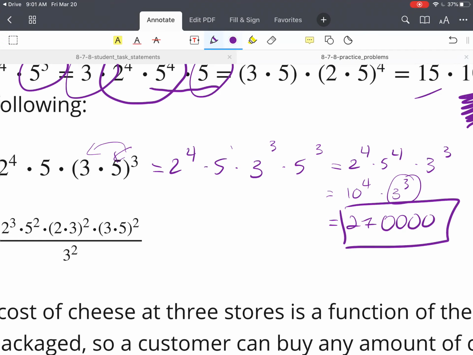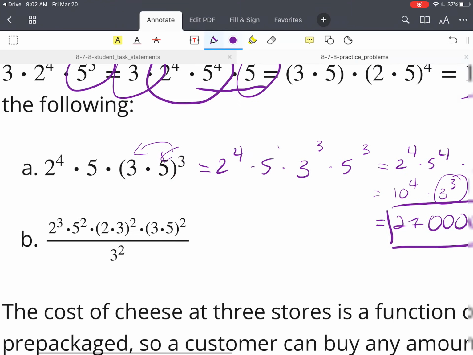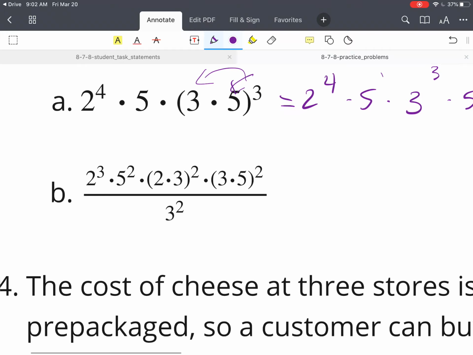I don't know this song. Oh, I've heard this song before. I like it.